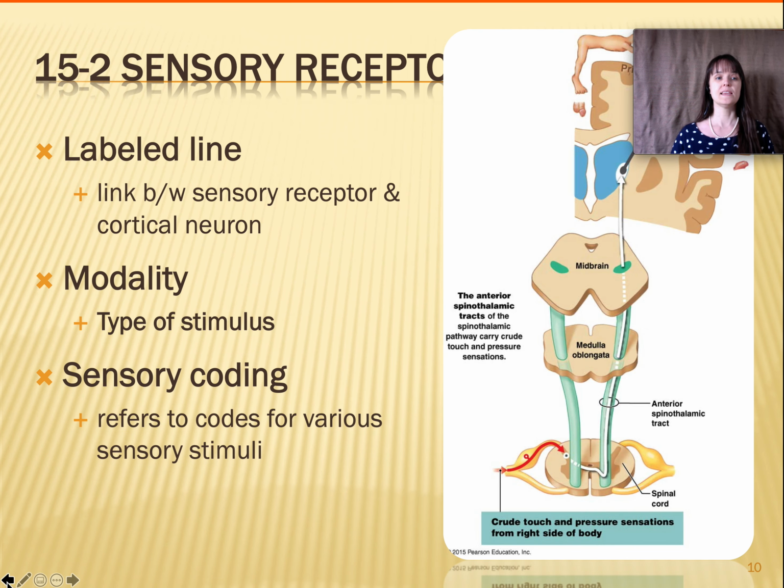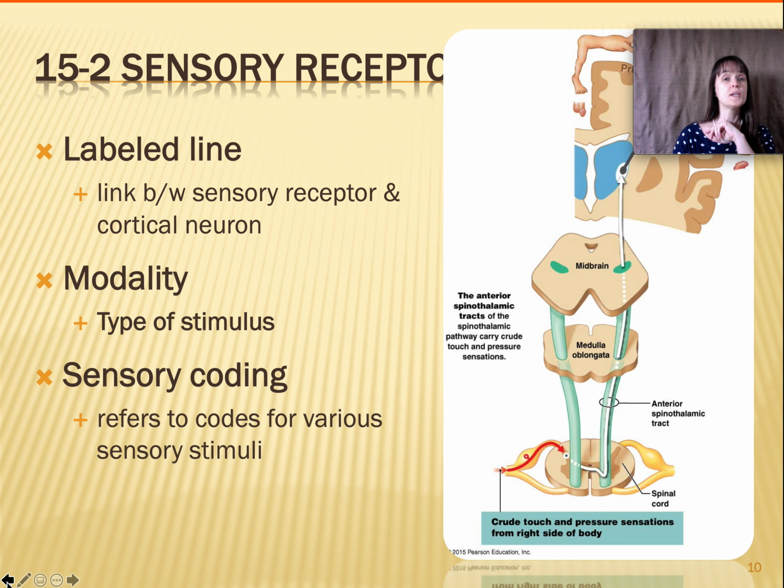A labeled line, fill in the blank, labeled line, is the link between the sensory receptor and cortical neuron. So basically it's the literal which axons is the information traveling on. Which axon is the information traveling up.